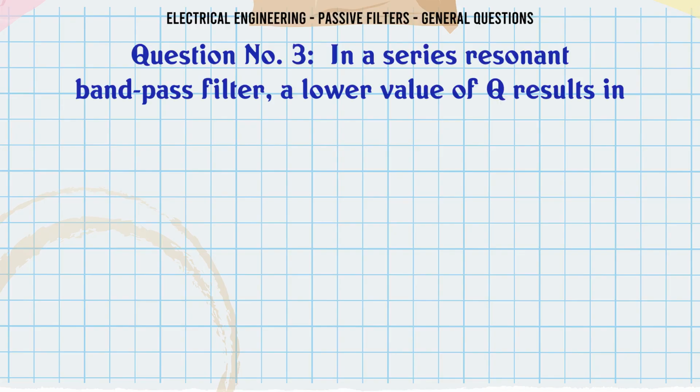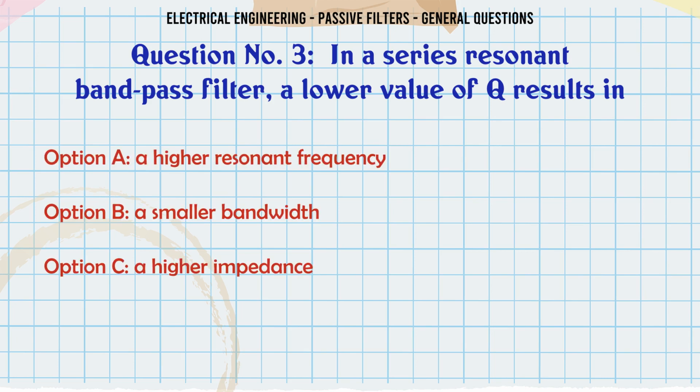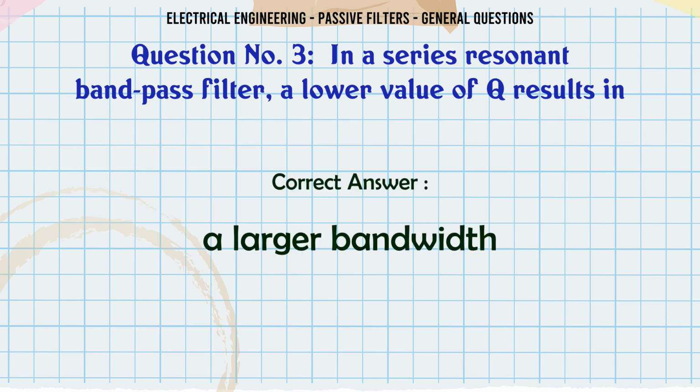In a series resonant bandpass filter, a lower value of Q results in: A, higher resonant frequency; B, a smaller bandwidth; C, a higher impedance; D, a larger bandwidth. The correct answer is a larger bandwidth.